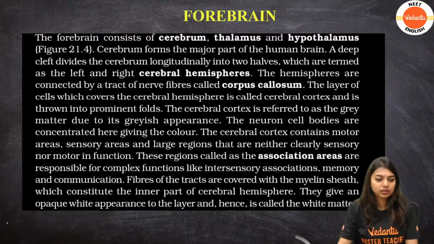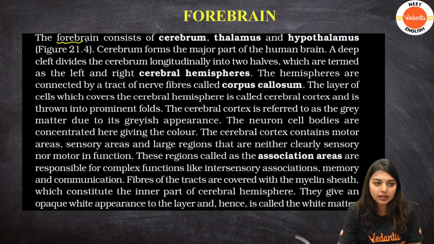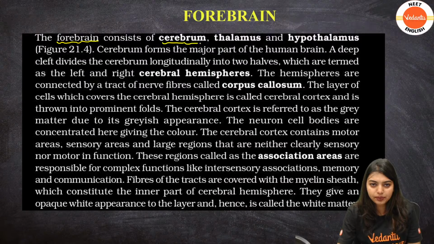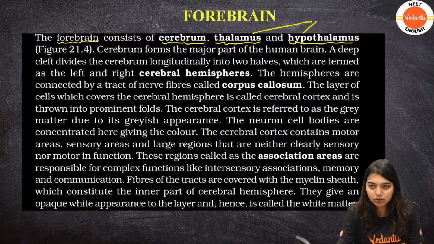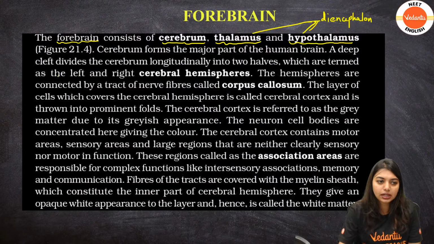Now look here, such a big paragraph. Let's try to break it down. The forebrain consists of cerebrum, thalamus, hypothalamus. Okay, cerebrum forms the major part of the human brain. So students, this part only we wrote as diencephalon. Okay, diencephalon. We have diencephalon in the cerebrum. Okay, the cerebrum forms the major part of the human brain.